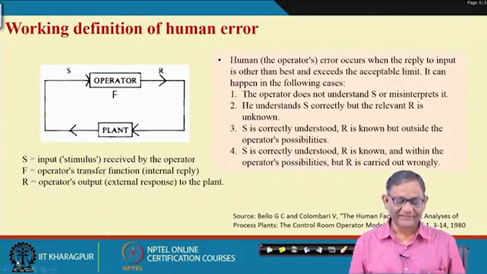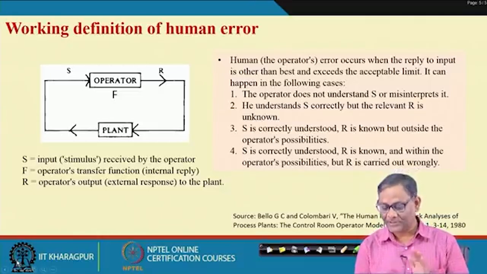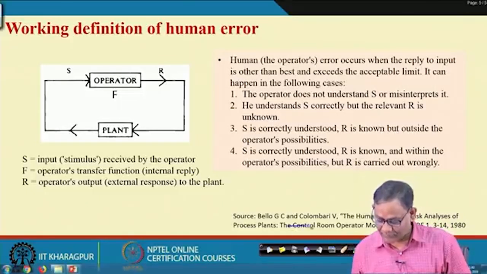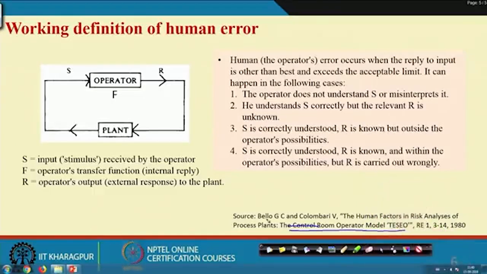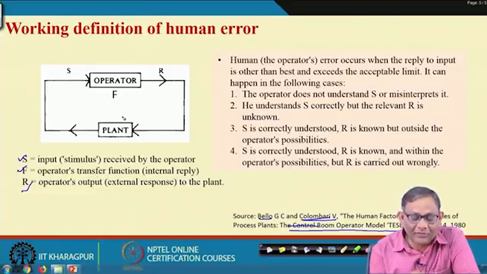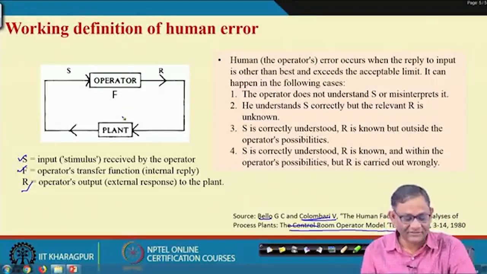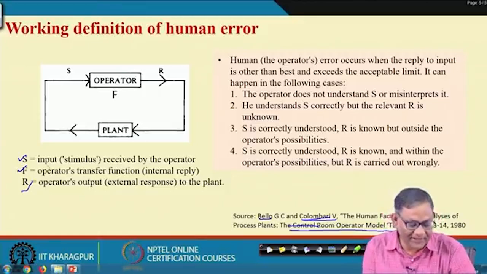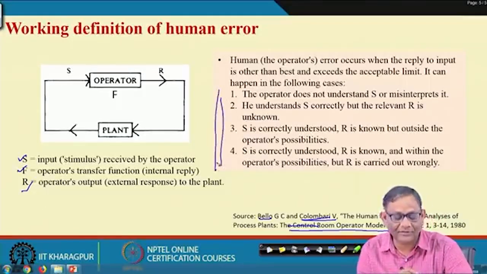Then I will give you a working definition, because that one was more psychological in nature, but here it is from the control room operator's point of view. The control room operator model TESIO was given by Bello G and Colombari B. Their model is like this. There are a few elements: S, F and R. What is S? S is the input received by the operator. Then what is F? The operator transfer function. Once input is received, the operator will use his brain, the mental process. And then the operator outputs, meaning the operator takes action, some response to the stimulus. With these three, they have given this kind of definition.